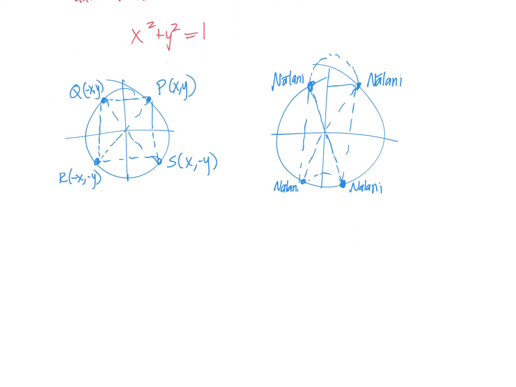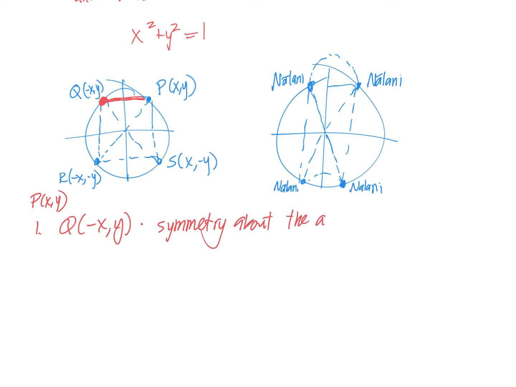And so we have names for these. The first one, Q of negative x, positive y, with respect to the point P of x, y. So this one we're talking about right here, that symmetry is symmetry about the x-axis.